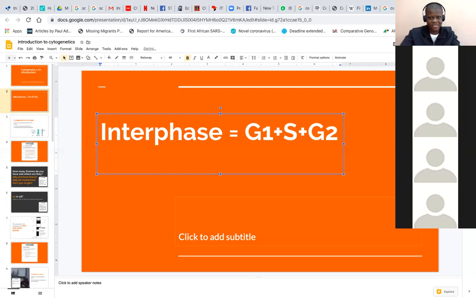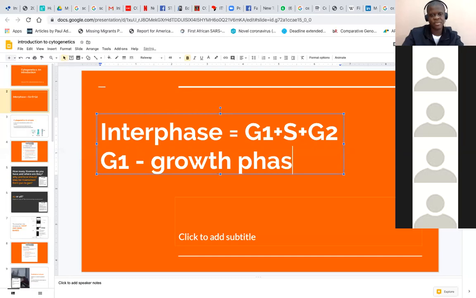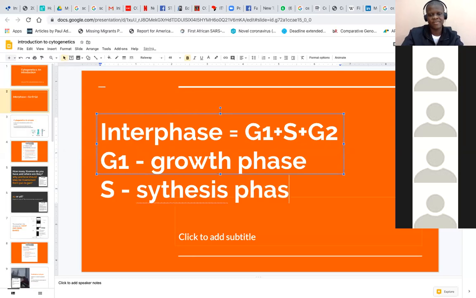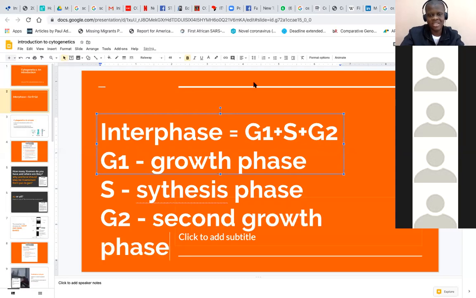So what is G1 phase? G1 is referring to growth phase. S phase is referring to synthesis phase, while G2 refers to the second growth phase. So let's deconstruct it.